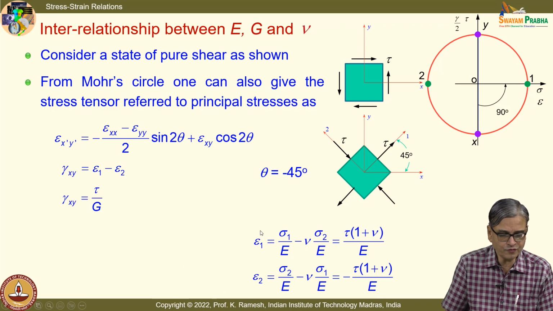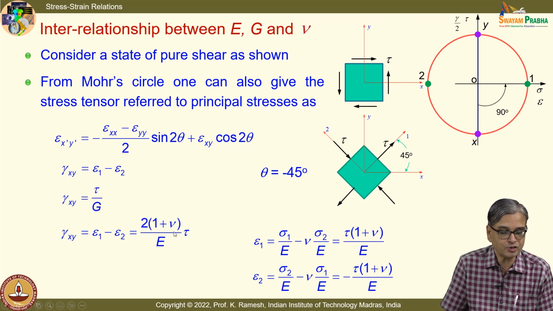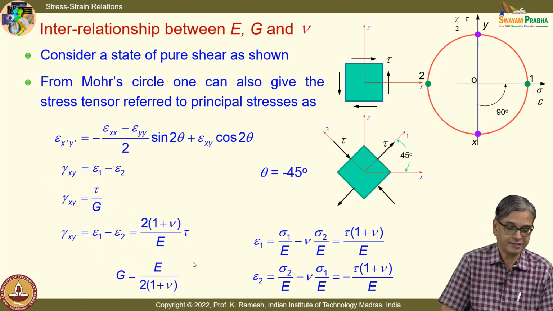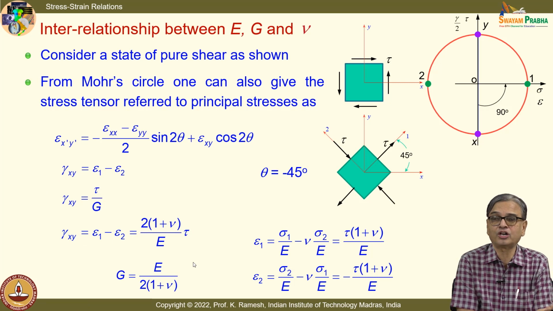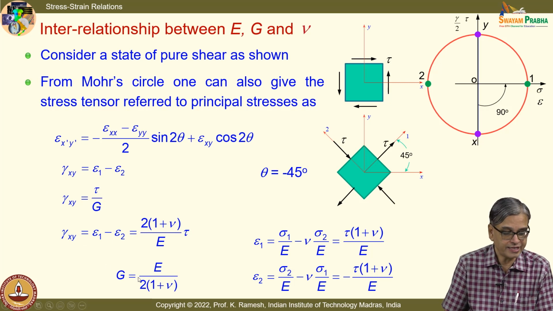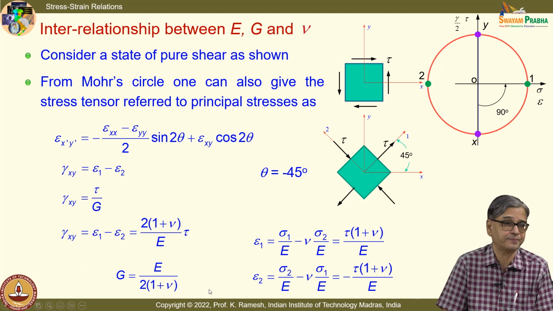So, I can also compute what is epsilon 1 minus epsilon 2 from this. That gives me gamma xy equal to epsilon 1 minus epsilon 2 equal to 2 times (1 plus nu) by E into tau. And you already have another definition of gamma xy. So, when I equate the two, I get an identity that shear modulus G equal to E by 2 into (1 plus nu). It is a very famous relationship.